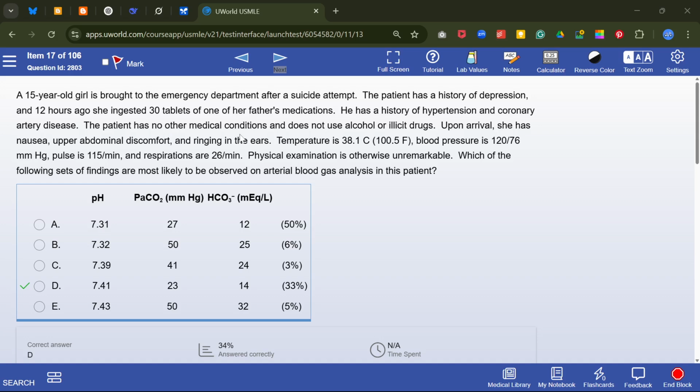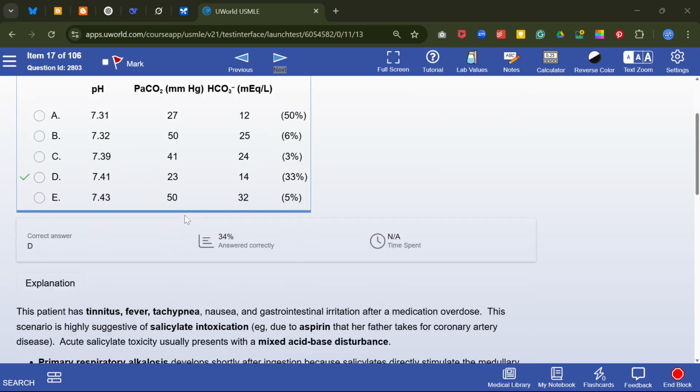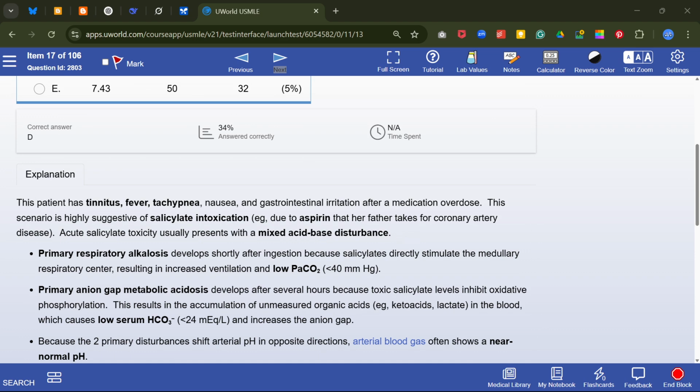In salicylate toxicity, there are two types. One is normal anion gap metabolic acidosis, where PCO2 is low and bicarbonate is low, but as it can be mixed, different things can happen. So this patient has tinnitus, fever, tachypnea, nausea, salicylate intoxication due to aspirin that her father takes for coronary artery disease.